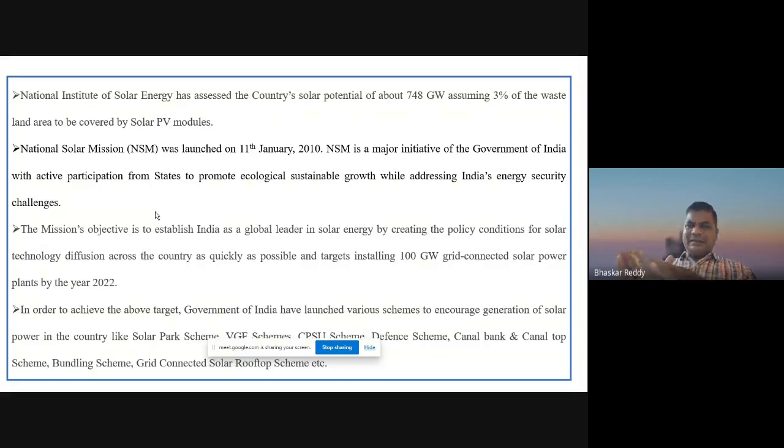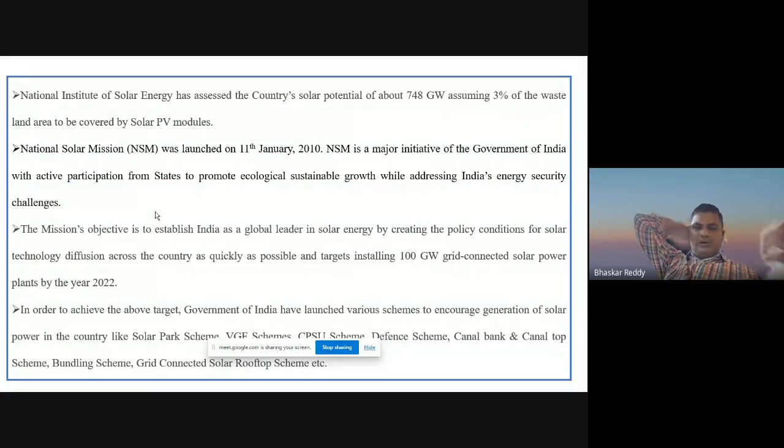Under the MNRE, we have two schemes. One mission is called the National Solar Mission. The other is called SECI, that is, the Solar Energy Corporation of India. The MNRE, which is under the government of India, has given a target to the Solar Mission as well as the SECI.